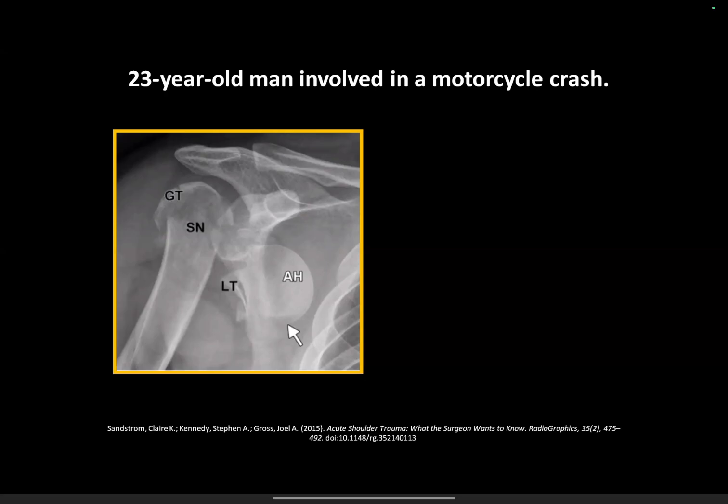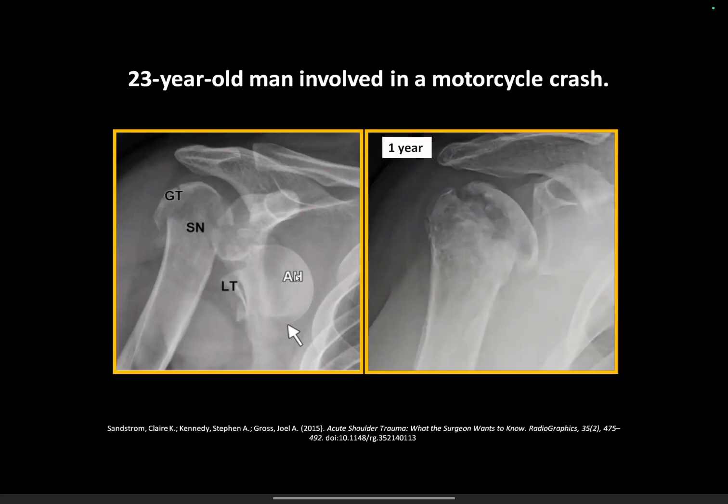This is an example of a 23-year-old man who was involved in a motorcycle crash. Again, as you can see, we have a comminuted fracture involving the greater tuberosity, surgical neck, and lesser tuberosity. As a rule of thumb, if the greater tuberosity is involved and the lesser tuberosity is involved, we would have high likelihood of dislocation of the anatomical head. And because of that, at 1-year follow-up, as you can see, there was heterogeneity, increased density, and irregularity involving the humeral head compatible with osteonecrosis.